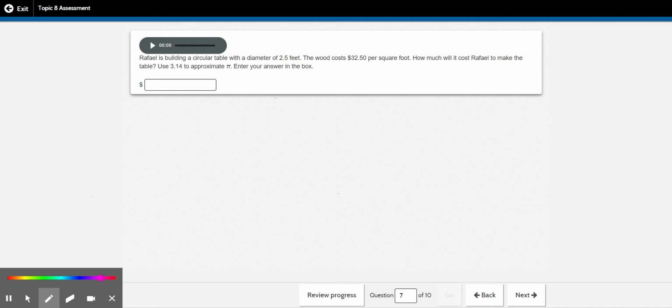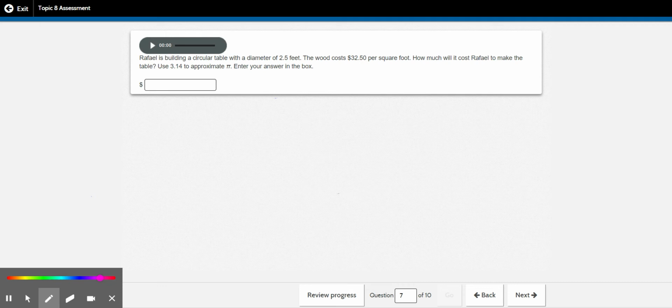Raphael is building a circular table with a diameter of 2.5 feet. The wood costs $32.50 per square foot. How much will it cost Raphael to make the table? Use 3.14 to approximate pi. Enter your answer in the box. So we're talking about how much wood it's going to take to make the table.